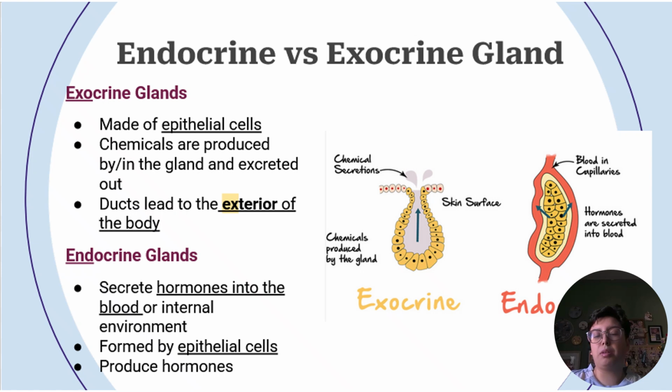You may have noticed that I mentioned the pancreas twice when listing examples of the endocrine and exocrine. That is because the pancreas has both endocrine and exocrine properties, which we will go into in another slide.